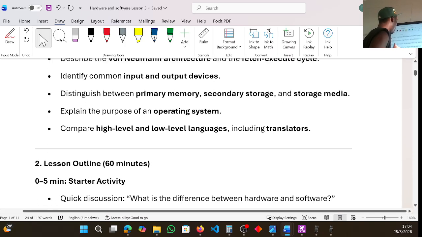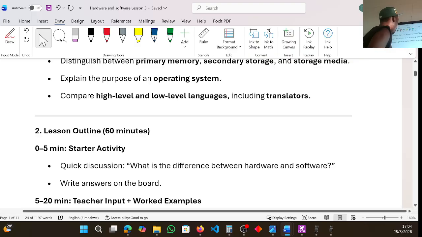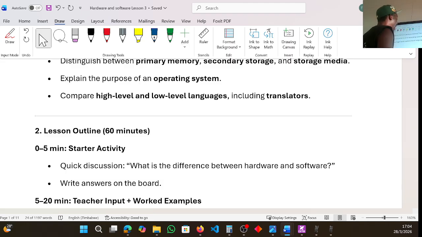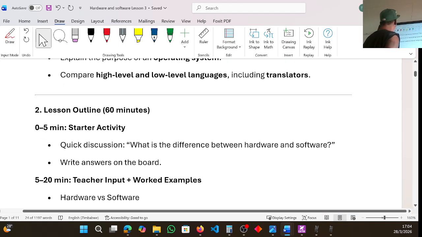Which system are we using? Is it Windows? Is it Linux? We also compare the programming languages, high level and low level. High level, we're looking at languages which are human readable, but low level is more like instructional language, which is flexible with the computing system itself. We also look at translators and compilers, you name it.